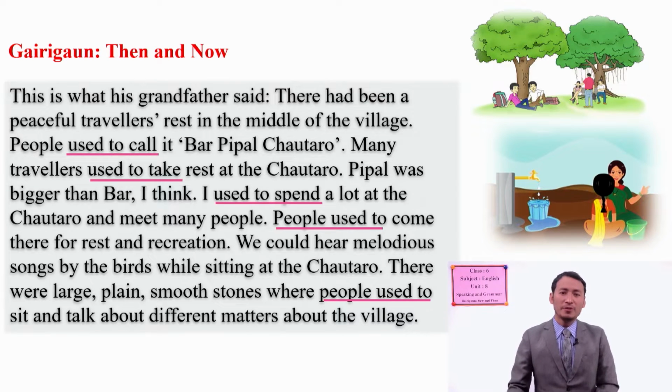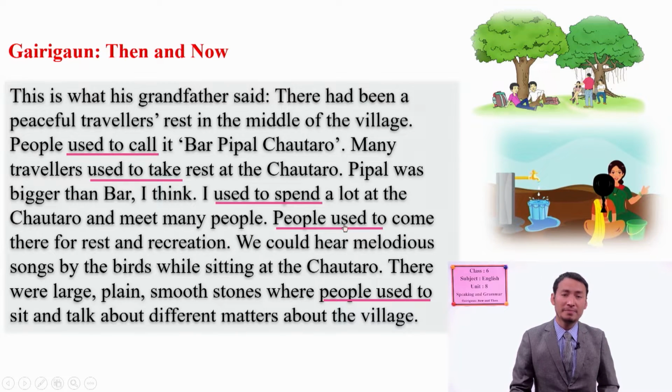Okay, students? Another sentence: I used to spend a lot of time at the Chautaru and meet many people. It means the writer spent time with people there in the past, but now, at present, he doesn't do that. So these words, used to, give the sense that we did something in the past, but we don't at present. Another is, people used to come there for rest and recreation.